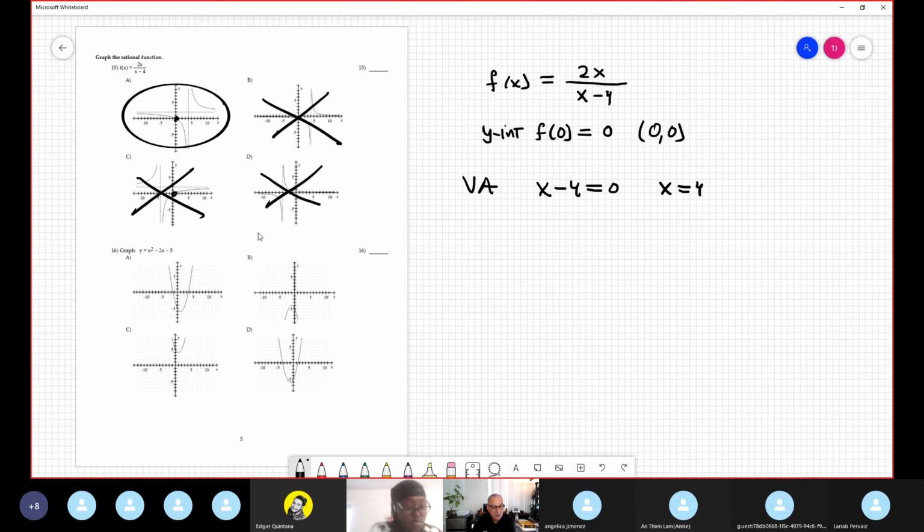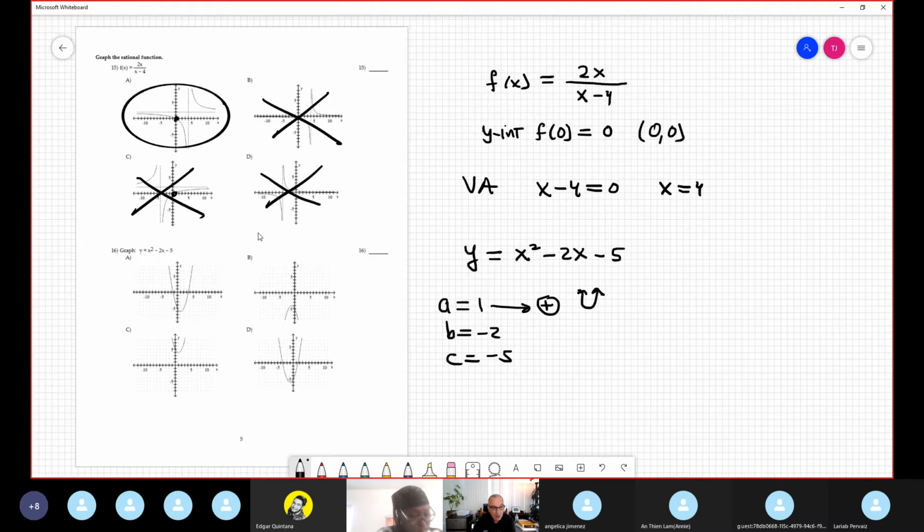16. 16 is a parabola. The parabola is y equal x squared minus 2x minus 5. So now, for this parabola it's obvious that A is 1, B is negative 2, and C is negative 5. When A is positive, I know that the parabola opens up. Also, this is no good because it opens down; we need open up.